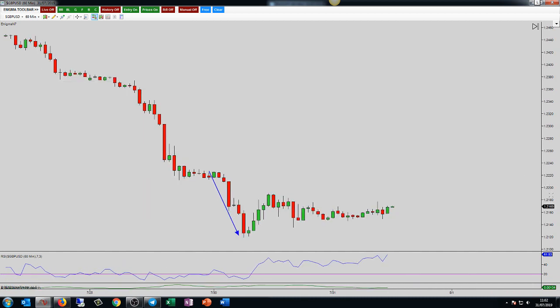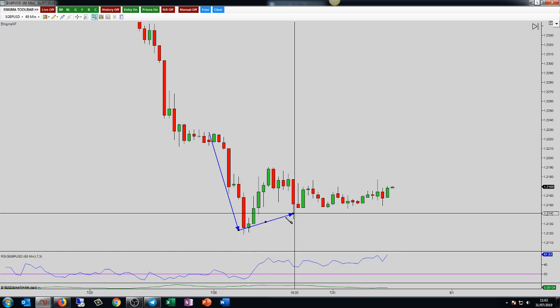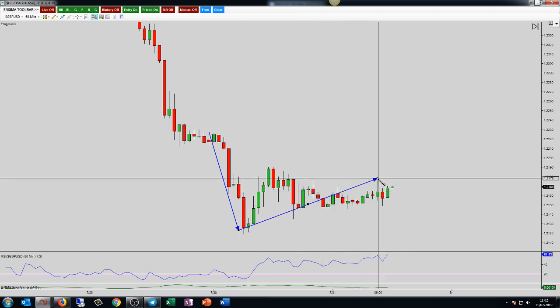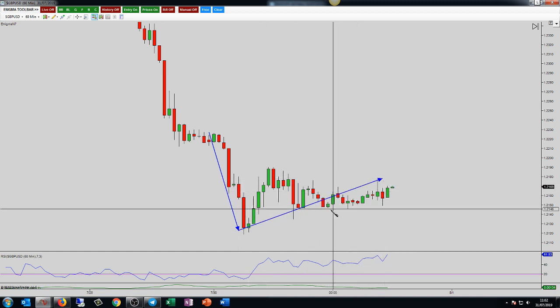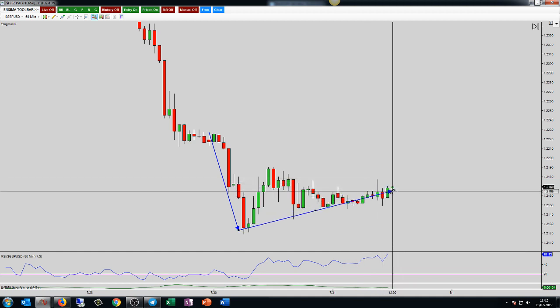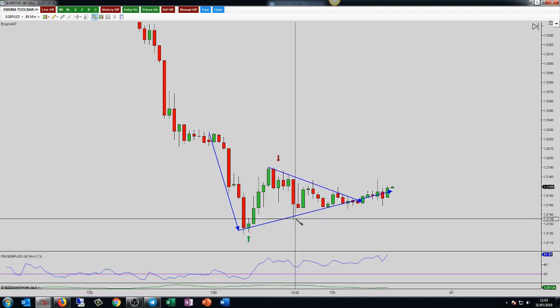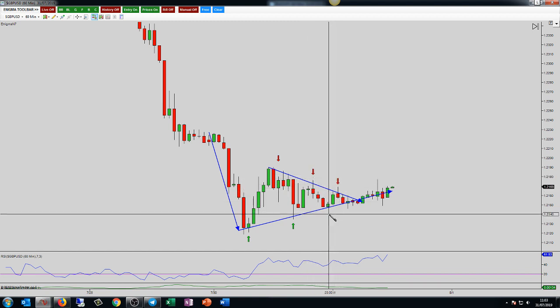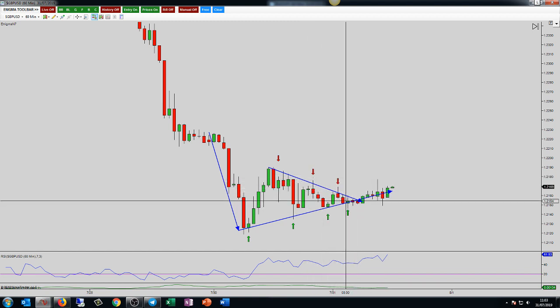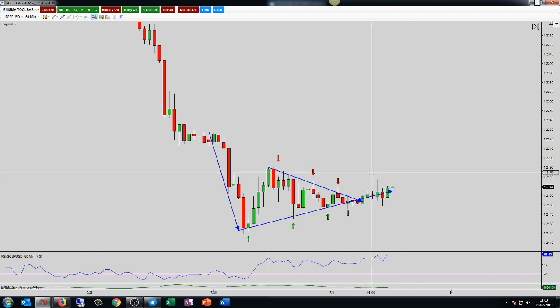The other thing is when I come to draw this out, I need it on the closes of the candles. Now, if we drew it here, well, we've already had hours and hours of moving this way, so I'd have to move it to say here, and then I'd have to draw it on the closes of the candles here. So 1, 2, 3, 4, and we've had multiple tests now, and as you can see, we're just moving sideways. And that's what tends to happen with these wedge patterns.